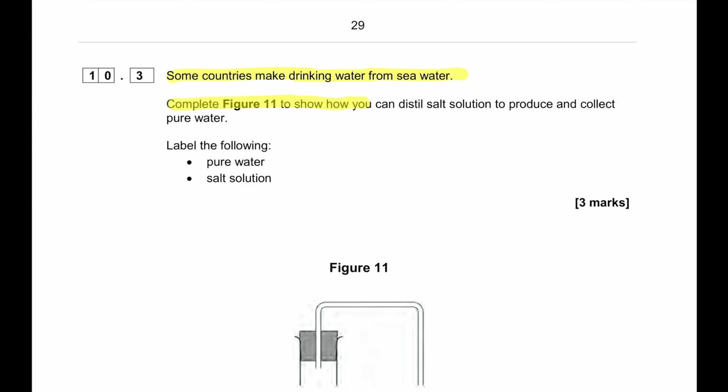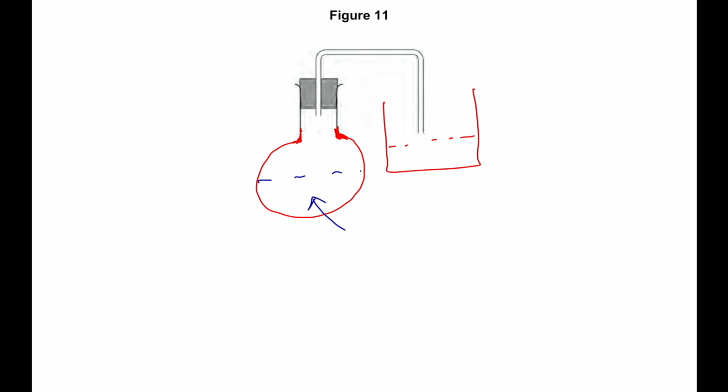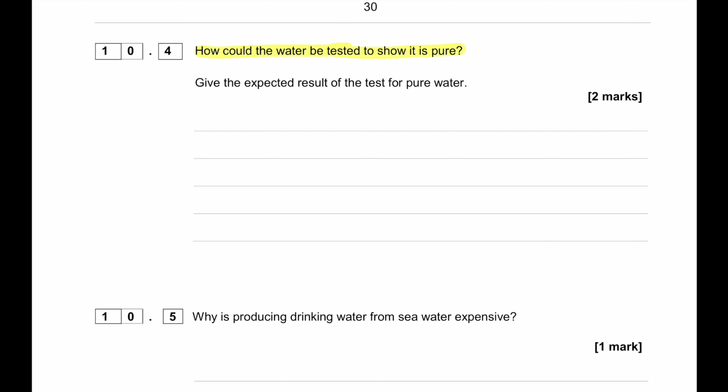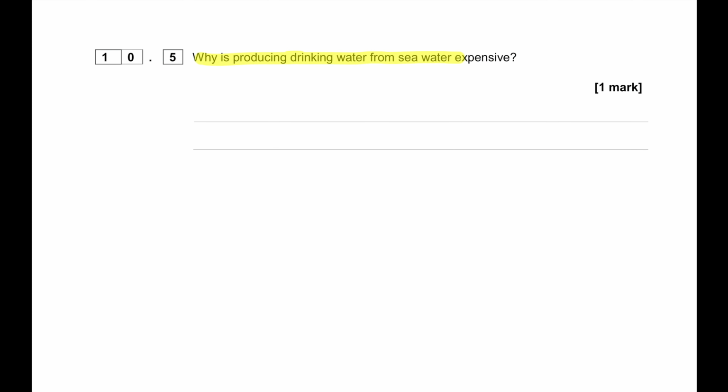Some countries make drinking water from seawater. Complete figure 11 to show how you can distill salt solution to produce and collect pure water. Label the following: pure water, salt solution. How could the water be tested to show it's pure? Give the expected result for the test for pure water. The water can be tested by determining its boiling point, because pure water has a fixed boiling point of 100 degrees Celsius. Why is producing drinking water from seawater expensive? To produce drinking water from seawater, we have to do processes like distillation, which requires a lot of energy.